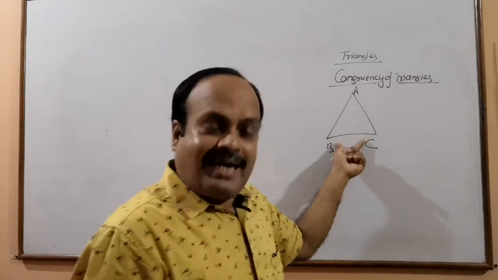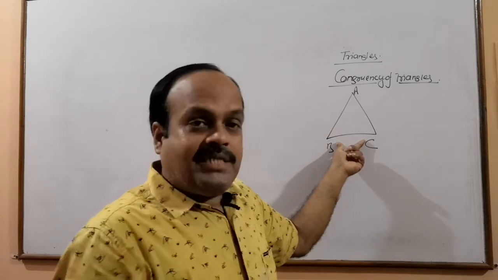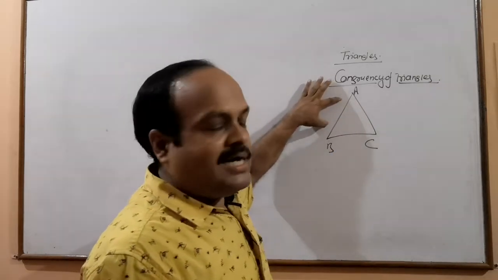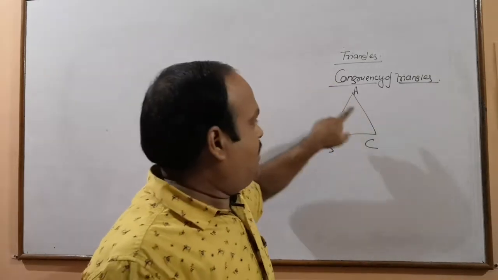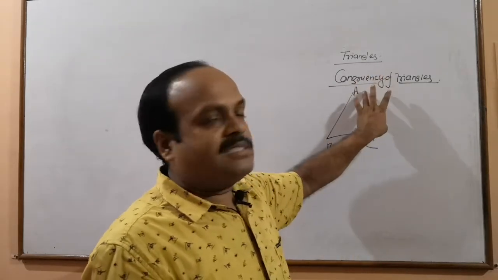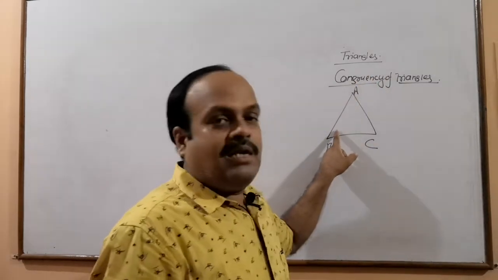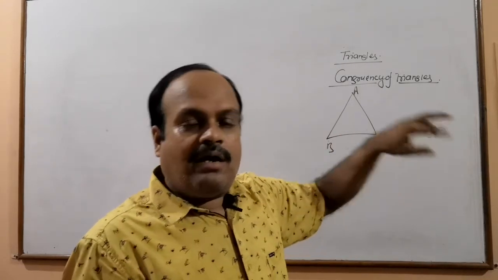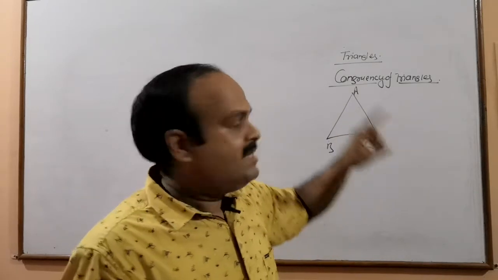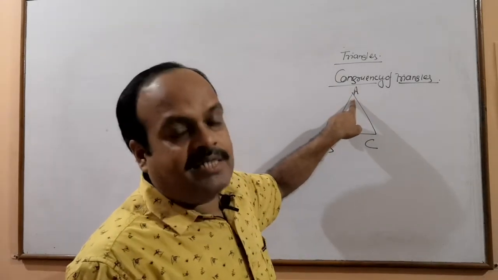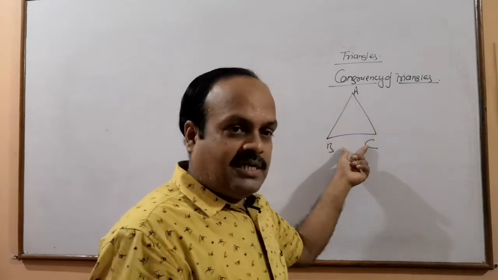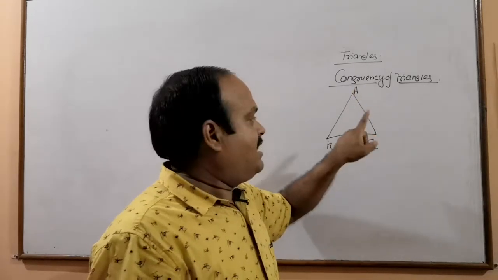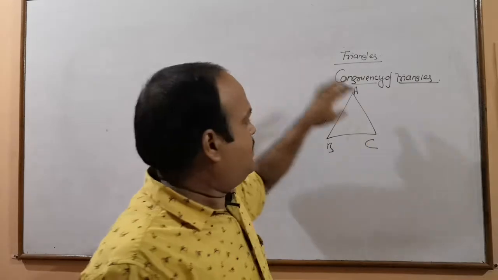The side BC is opposite to the angle A. The side AB is opposite to the angle C. The side AC is opposite to the angle B. So I hope you are able to make out the sides opposite to the angles. Similarly, angle A is opposite to the side BC. Angle B is opposite to the side AC. Angle C is opposite to the side AB.